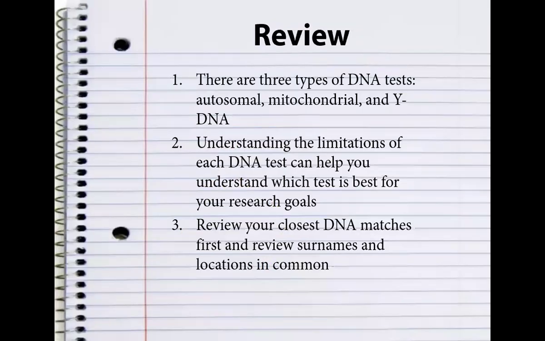So, in review, I hope this class has shown you the different types of DNA tests that exist: autosomal, mitochondrial, and y-DNA, and how they reflect the different levels of DNA that are being tested. It's helpful to understand the limitations of each test to determine what test is best for your research goals. You may find that you don't need to jump right to a mitochondrial or y-DNA test unless it's needed. It's always best to start with an autosomal test and figure out which company has the features that you're most interested in.